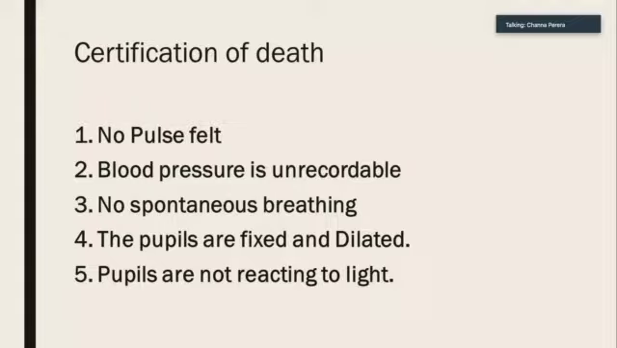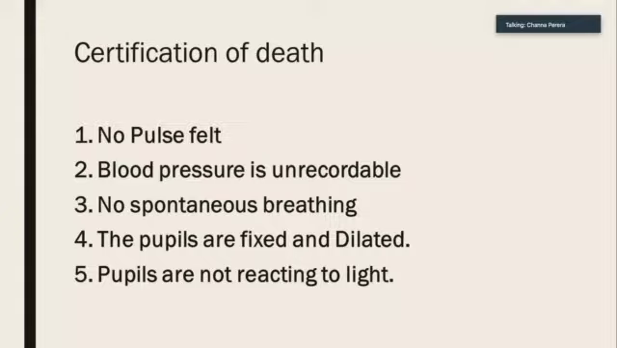So, the way to certify death is when you're called by the nurses that there's a death. You have to feel for pulse and check for blood pressure, and certainly they will not be recordable. And you have to check for spontaneous breathing, whether the patient has spontaneous breathing. That is very important, since the patient may be fixed to a ventilator if the patient is in the ICU, which I will discuss later.